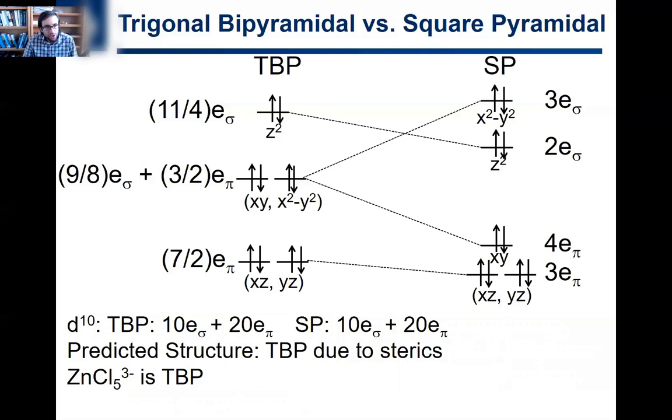But you'll be practicing this in the homework and on the exam. Basically I'm going to ask you for another set of 2 different geometries to make these Walsh type diagrams and make predictions for different electron configurations as to what structure is more stable.